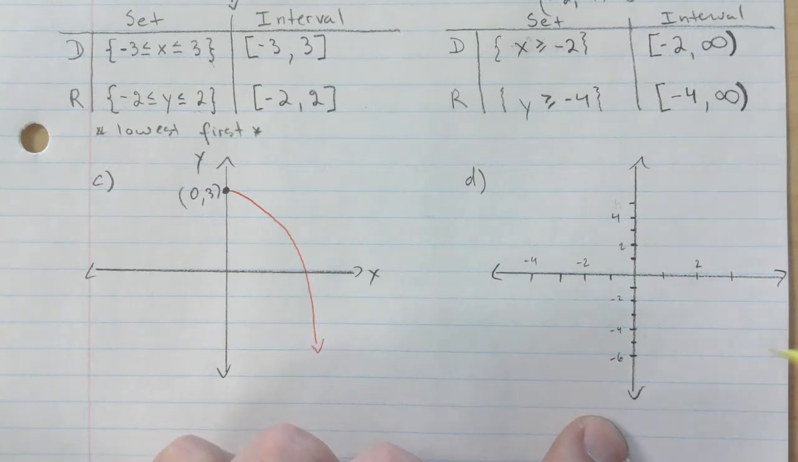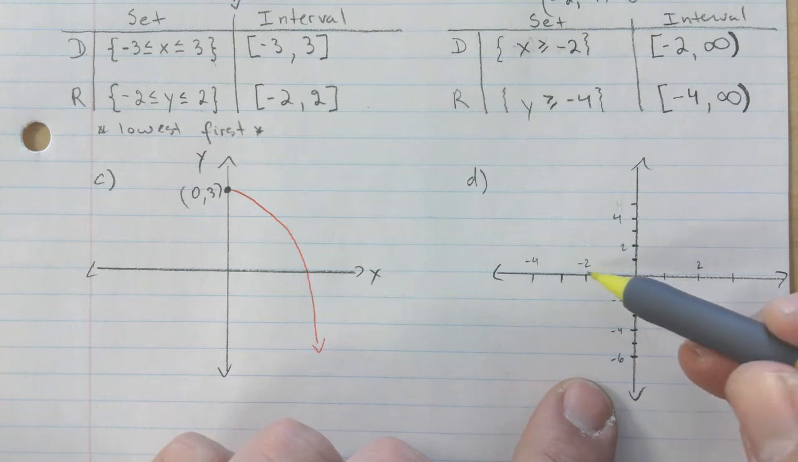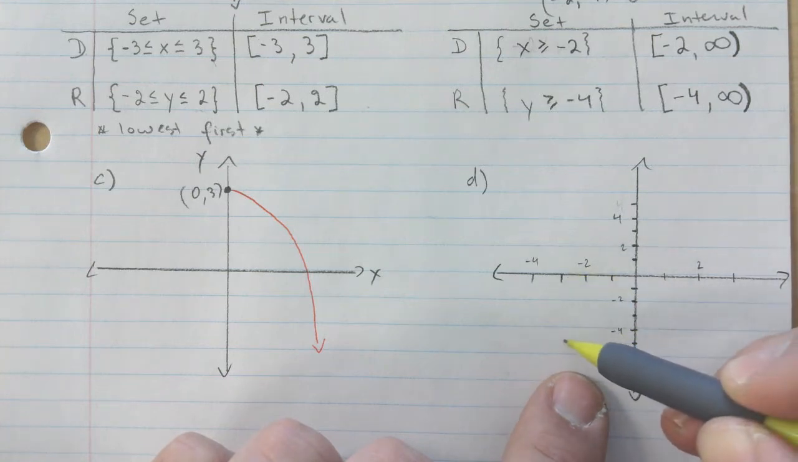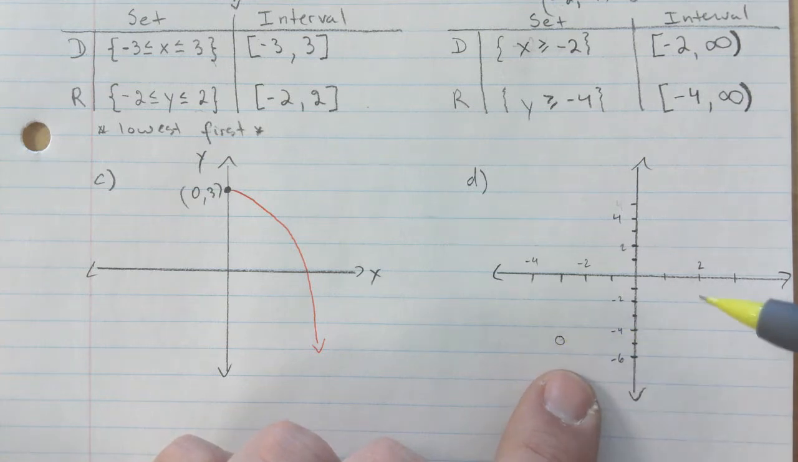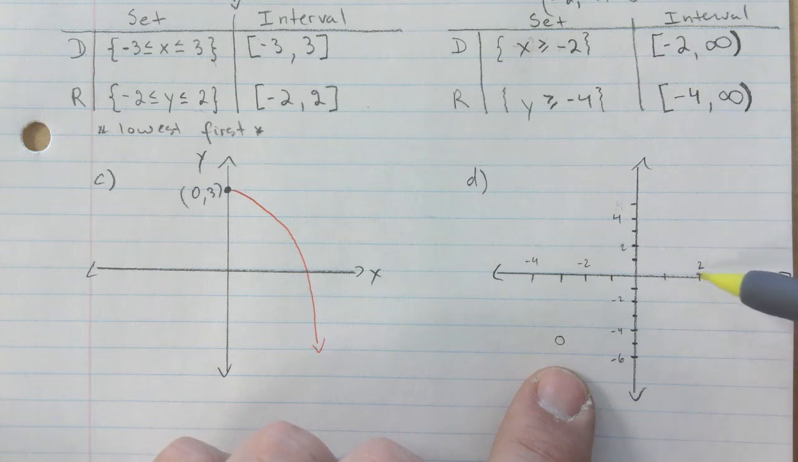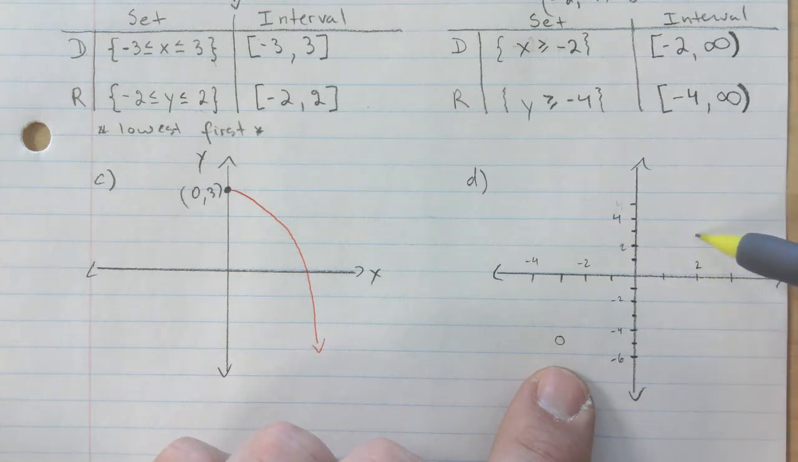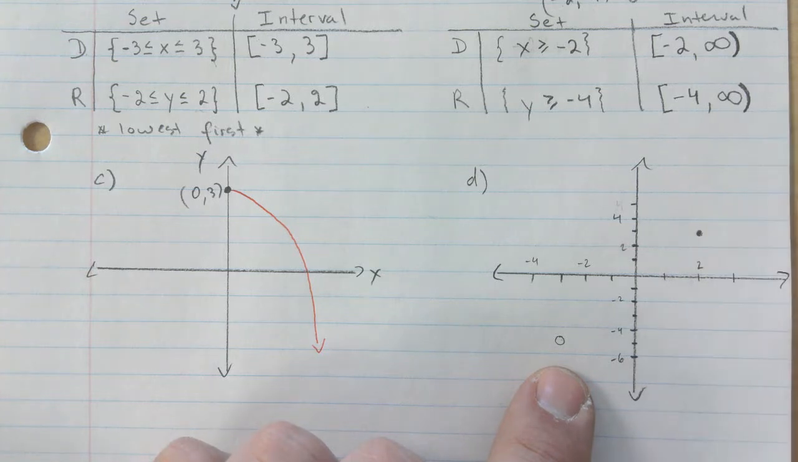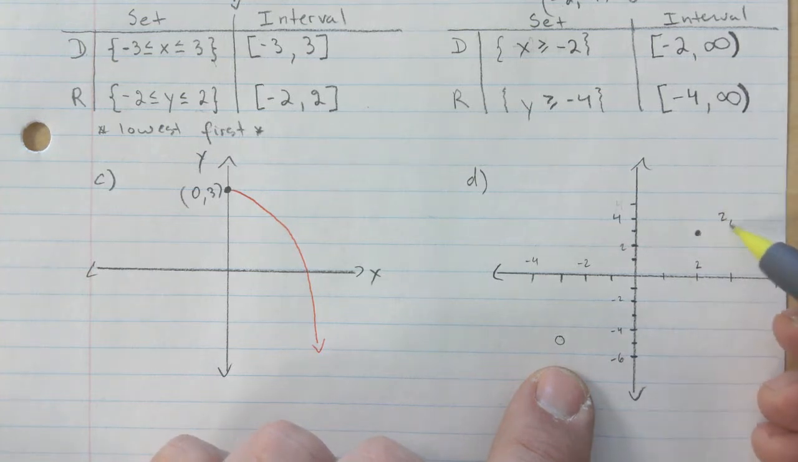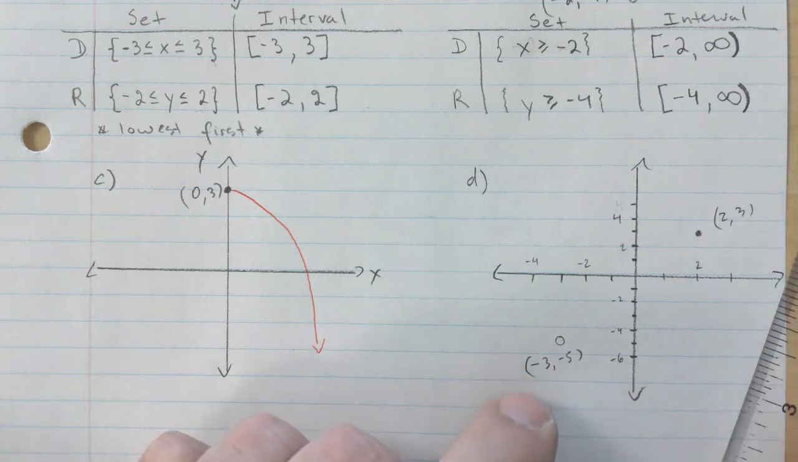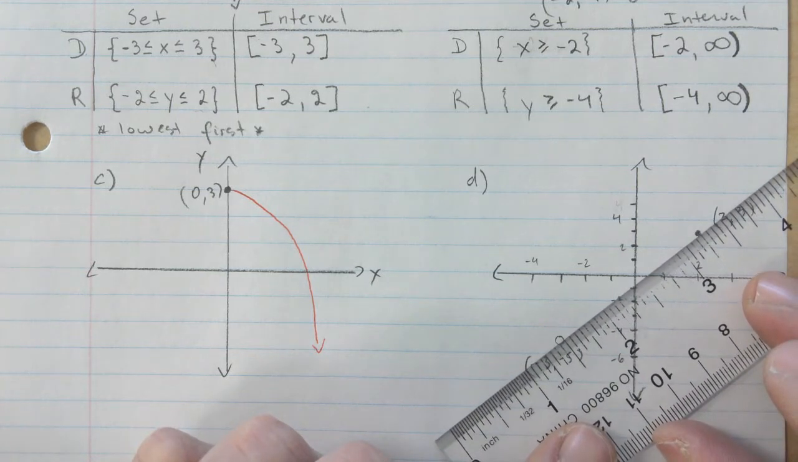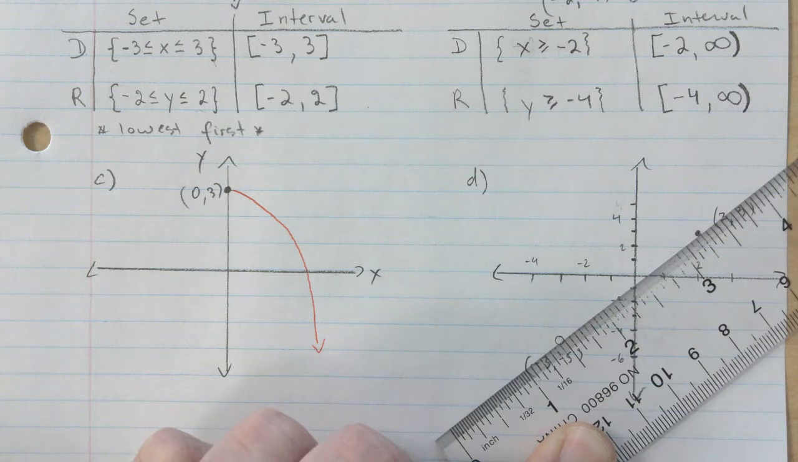And then what we're going to do is we're going to go find -3, -5. Okay, so -3, -5, and make an open dot there. And we're going to go to 2, 3. And again, this is just approximately a closed dot there. So 2, 3 up here, -3, -5 down here. And then we're going to connect those two. And I'm going to use a red.